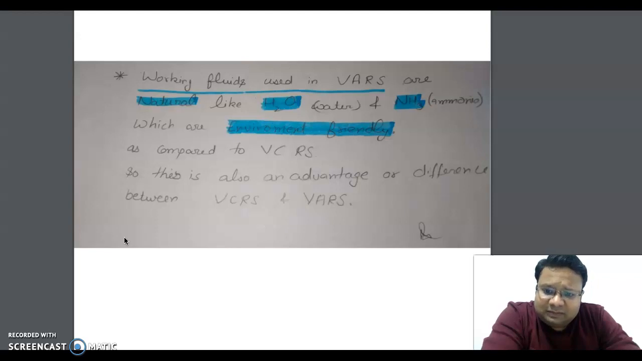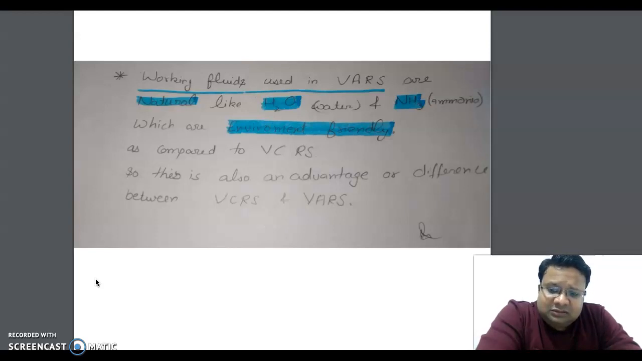These refrigerants are artificial refrigerants, made in a laboratory. Whereas the refrigerants used in vapor absorption systems, we will see during these lectures, are natural, like water, H2O, and ammonia, NH3. They are all environment friendly as compared to vapor compression refrigeration systems.